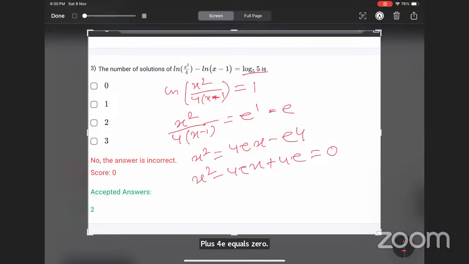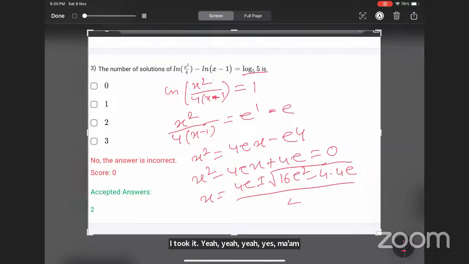Yes, ma'am. Then you can solve it. Then just follow the Sridhar Acharya rule. So 4e... Sorry, ma'am. I got it, ma'am. No need to do it. I did not square it with e. I just did 4x square minus 4x. I took it as log. Yes, ma'am. Now clear. Okay.